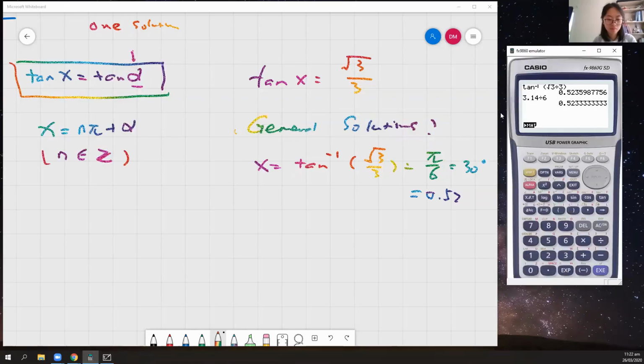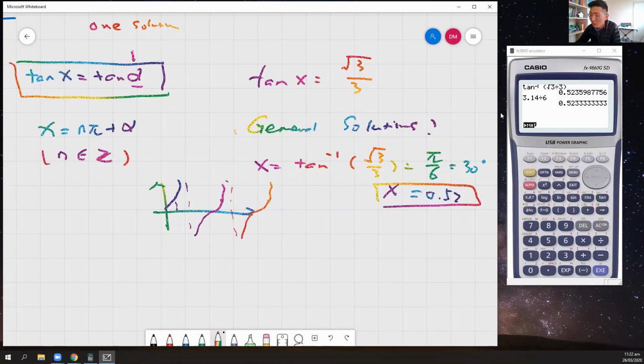So you don't have to write down pi over 6. I'll just stick to this one because you got this one already. x equals 0.52. Does that make sense? This is one solution. We understand it goes on forever like this, so this only gives me one solution. For the next period, you will have another solution, so you add pi. For the next period, you add another pi. So the general solution will be n pi plus 0.52, where n is an integer. That's actually Z. Does it make sense?